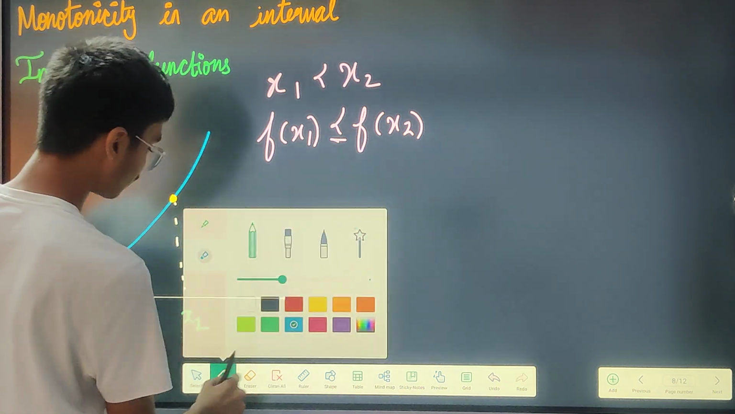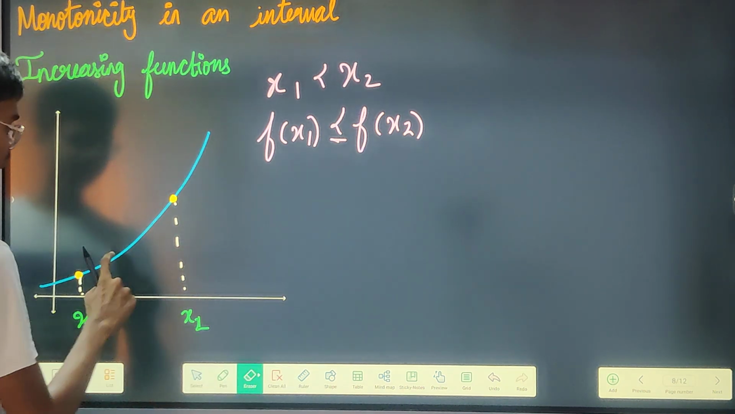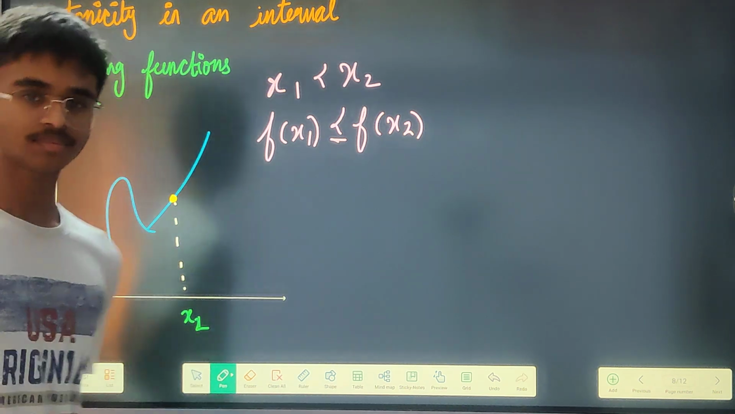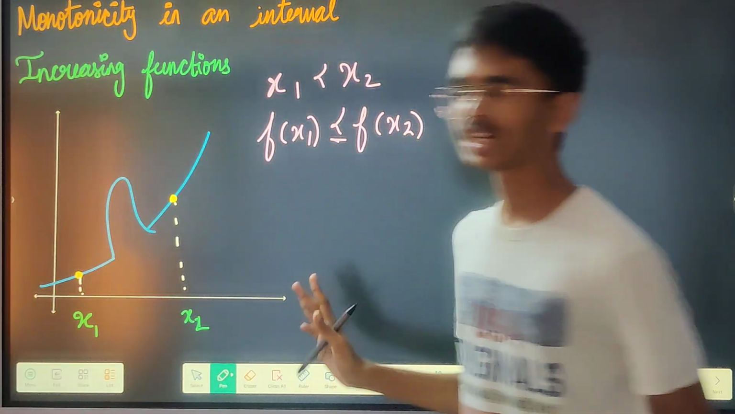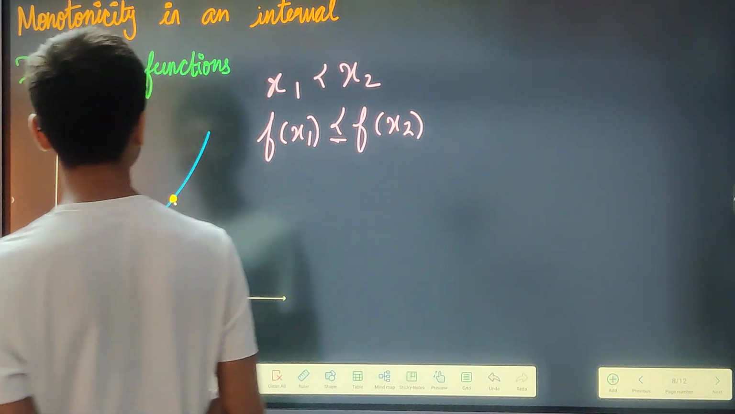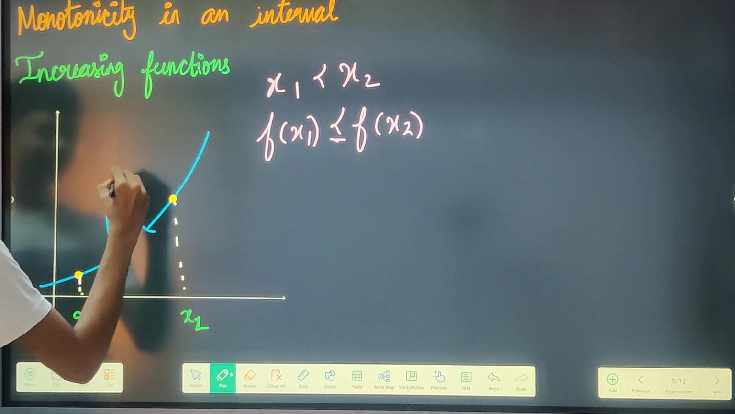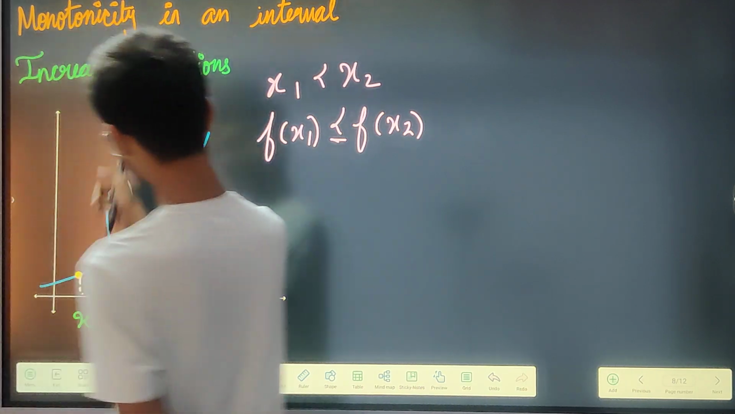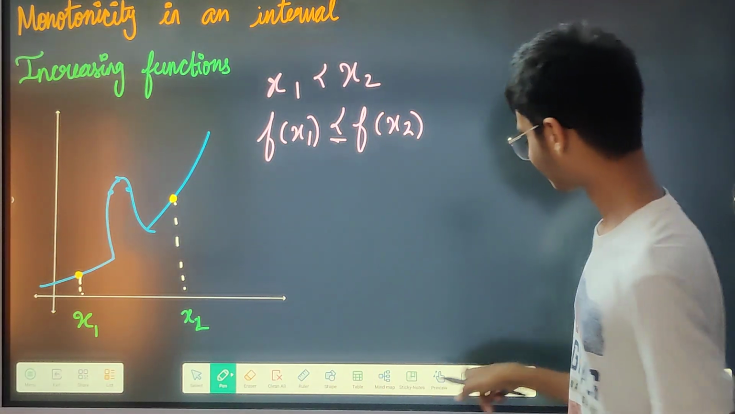But what if your graph was like this? Here it is the e to the power of x graph, so we can just say it is increasing. But what if your graph is like this? Here we cannot say that it is just increasing, because here it is increasing, here it is decreasing. So what?